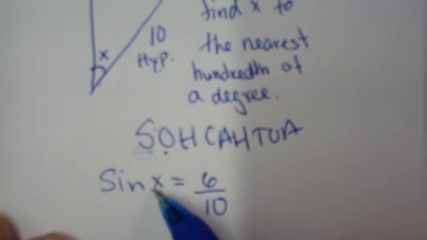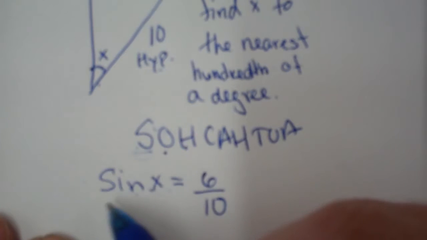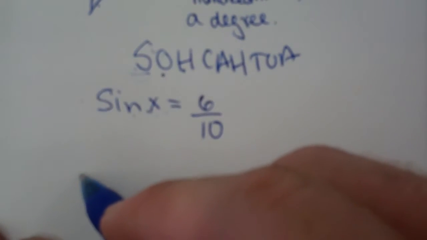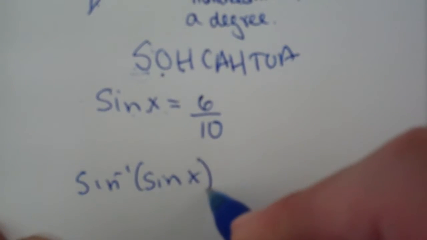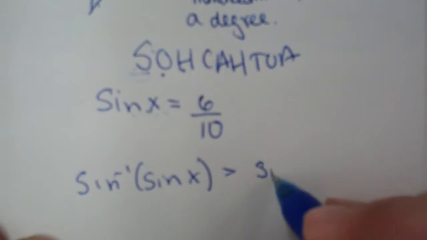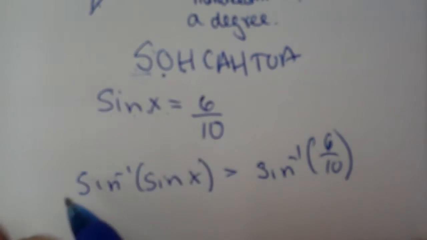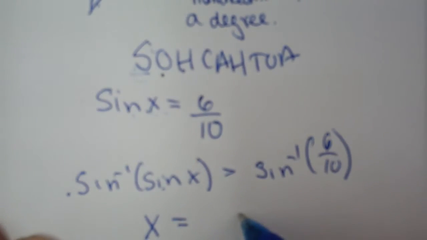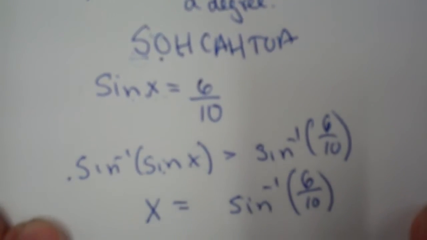But what I want to know is, what is x? So I'm going to use the inverse sine to undo the sine on both sides. So I have here the inverse sine of the sine of x is equal to the inverse sine of 6 over 10. The inverse sine undoes the sine and I get x. And on this side I bring it down, the inverse sine of 6 over 10. And now I need to use the calculator.